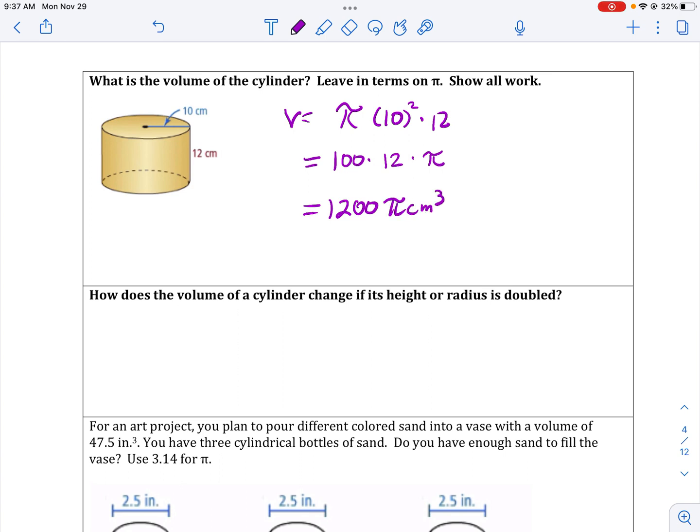Now, how does the volume of a cylinder change if its height or radius is doubled? So let's first double the radius. We're going to use the example we just solved before. So if I double the radius, 20 squared times 12. So it's pi times 400 times 12. So 4,800.